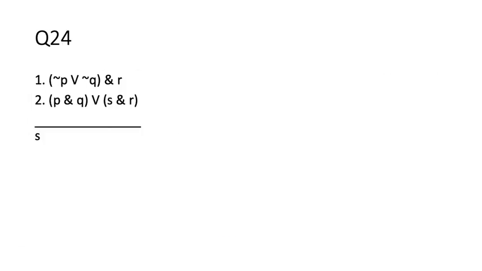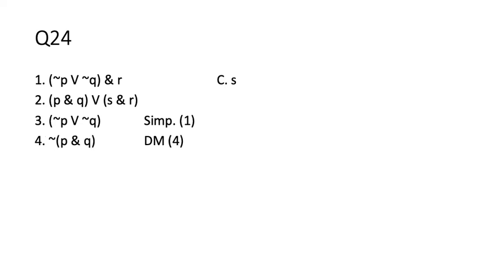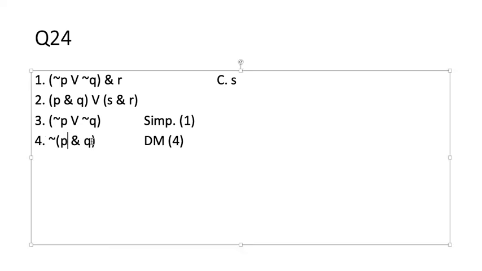All right, second last question. I have these 2 premises, a conjunction and a disjunction. Let's simplify line 1 first. All right, I have this disjunction. Let's do De Morgan's on that to make it a negated conjunction. De Morgan's on line 4. Now look at what I have on line 2. I have P and Q as one of the disjuncts. On line 4, I have a negation of P and Q.